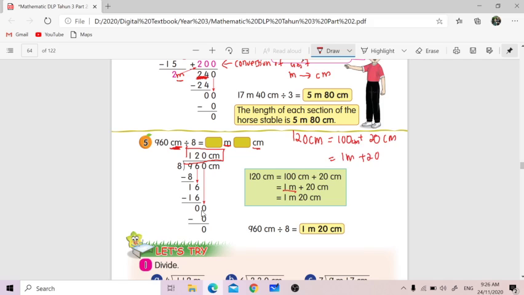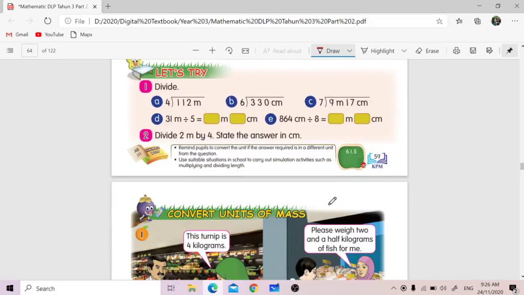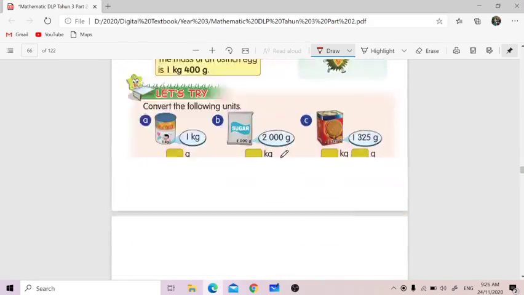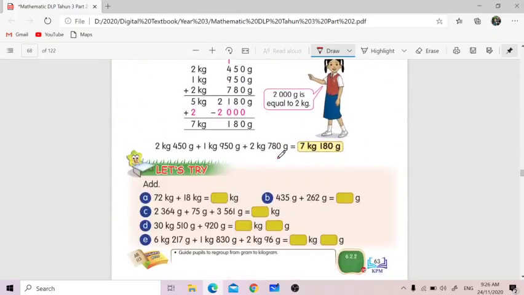Dan 20 cm tu adalah 20 cm. Tak boleh convert ya, so biarkan dia. Jadi jawapan dia 1 meter 20 cm. Okay, so ini cara bahagi dia tak ada conversion, tapi bila nak dapat jawapan baru kita convert. Okay, so itu untuk length. So I hope you can try at home.